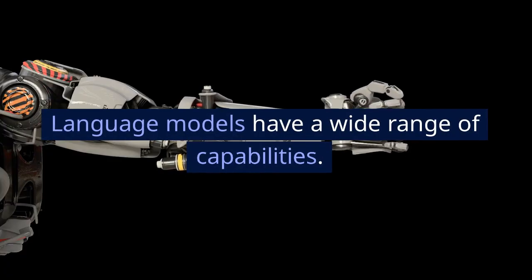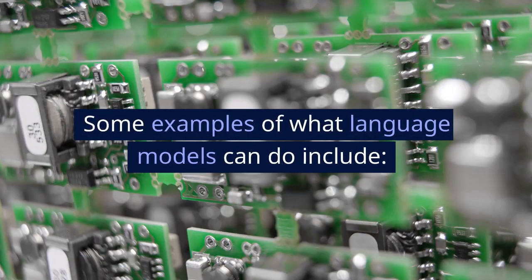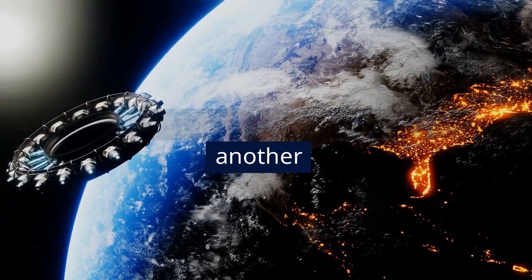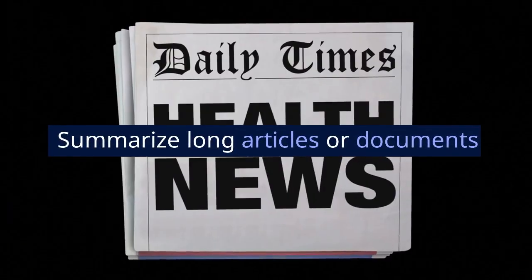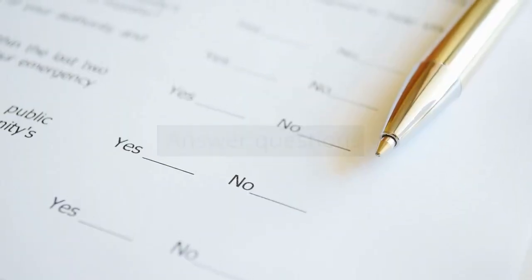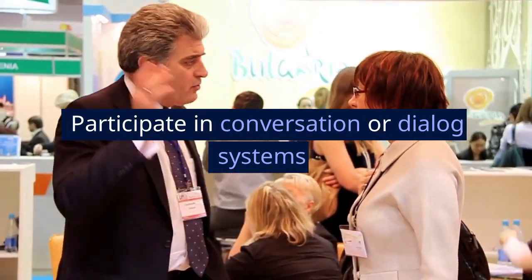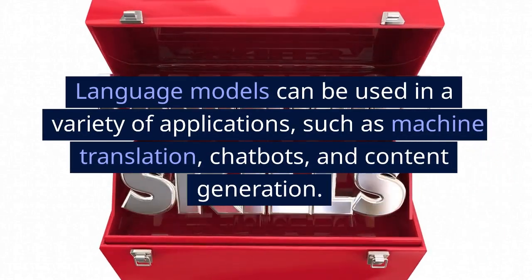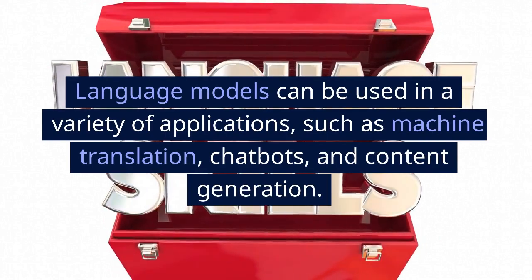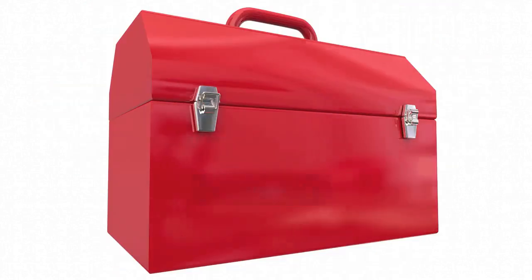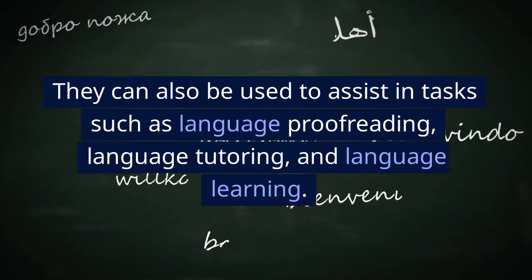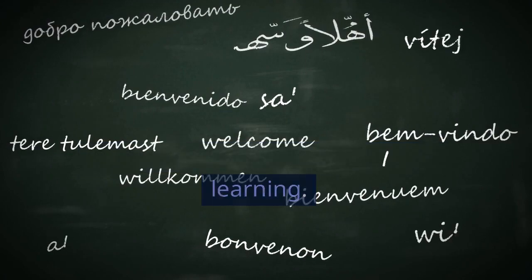What can language models do? Language models have a wide range of capabilities. Some examples of what language models can do include translate text from one language to another, summarize long articles or documents, answer questions, generate new text based on a prompt, participate in conversation or dialogue systems. Language models can be used in a variety of applications, such as machine translation, chatbots, and content generation. They can also be used to assist in tasks such as language proofreading, language tutoring, and language learning.